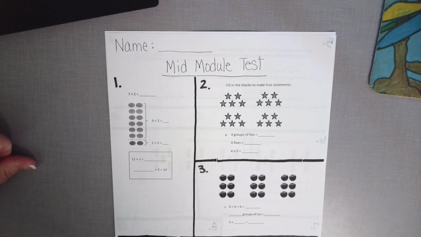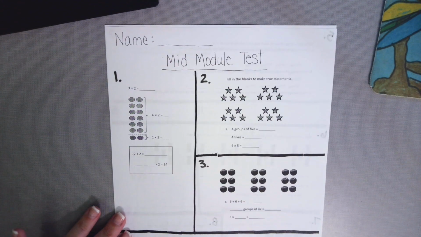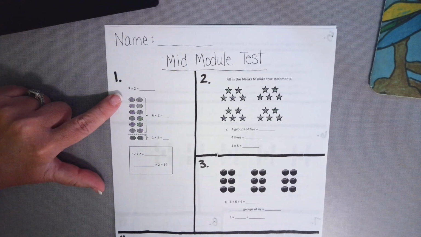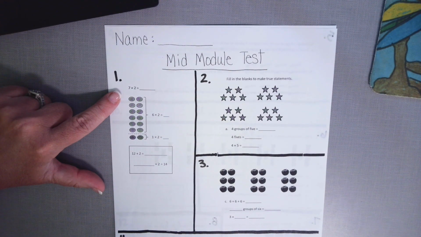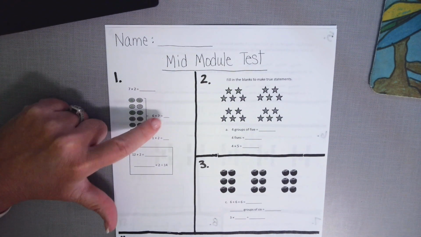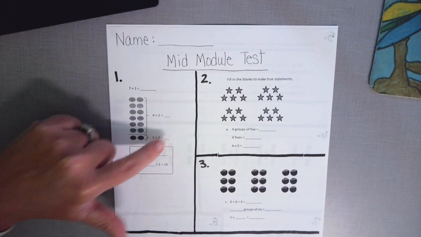Okay, I'm going to be reading this to you. You can pause it every time I finish reading a question. And if you need to hear the question again, just go back and you can hit play again. All right. Number one, remember, we are doing distributive property. So you're going to fill in 1, 2, 3, 4, 5 blanks.